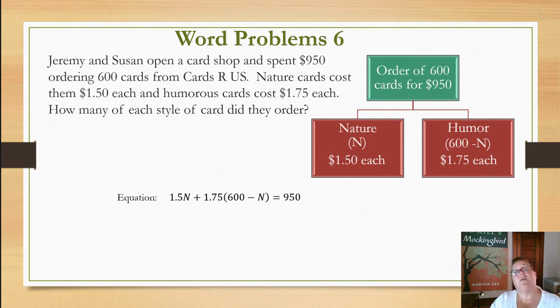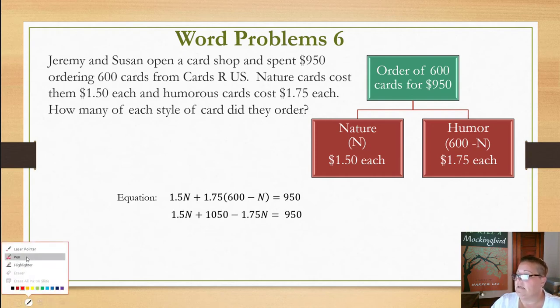Simplifying this equation, I'm going to distribute the 1.75 first. So I'll have 1.5N plus 1050 minus 1.75N is equal to 950. Now I'm going to combine my like terms. My like terms here being the 1.5N, whoops, not this line.